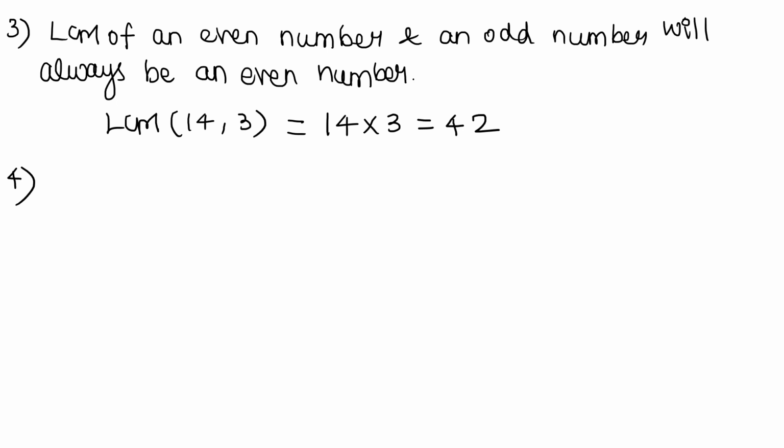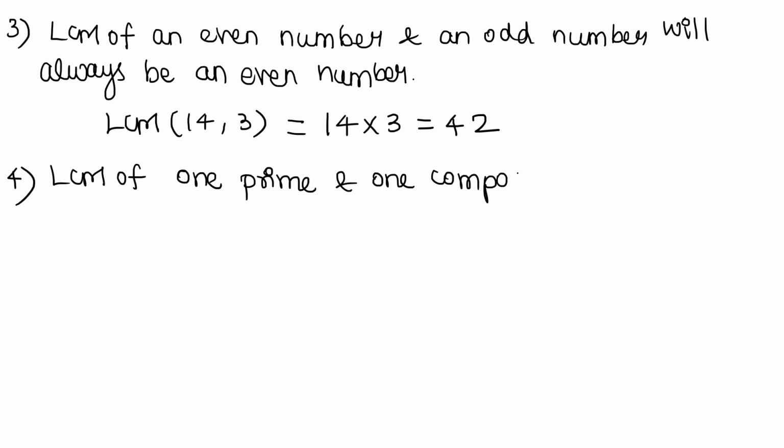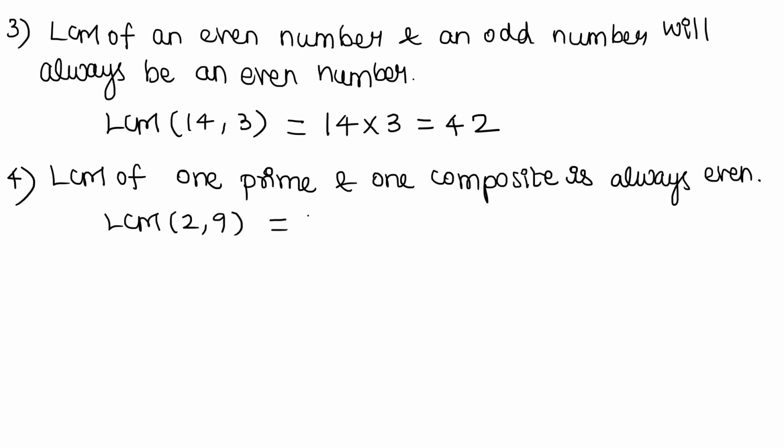Now let's see the fourth property, the LCM of one prime and one composite. When you look at one prime and one composite, the LCM is always even. For example, if you take the LCM of 2 and 9, you will get 2 into 9, which is 18, as your LCM.